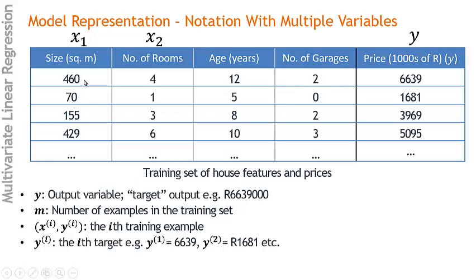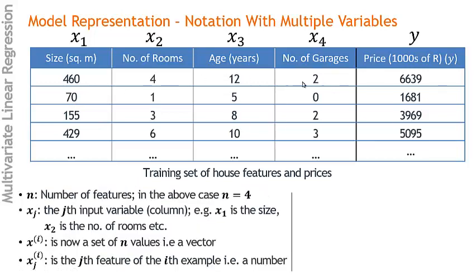Here we go. We have x1, x2. Here we're using the subscript to indicate the column and the superscript to indicate the row. So this is the x1 column, x2 column, x3 column, x4 column. These are all components of a single feature, so we have a feature vector. The vector will have 4 components. So n is the number of features. In this case, n equals 4. x_j is the jth input variable, so it's the column. The subscript indicates the column, and the superscript indicates the row.